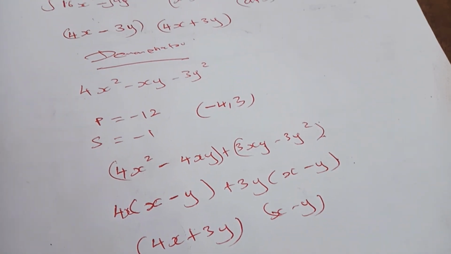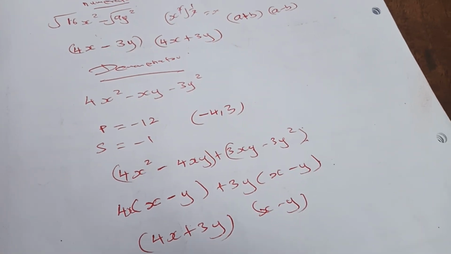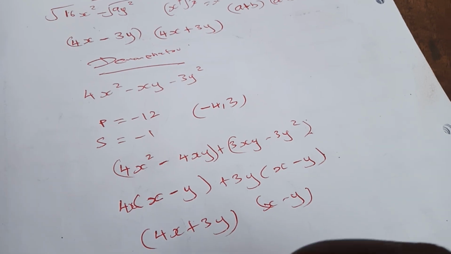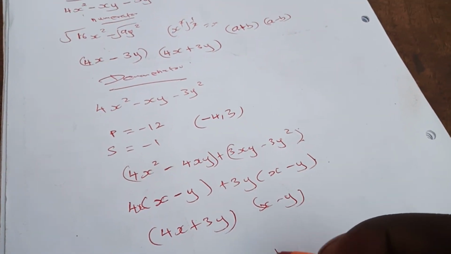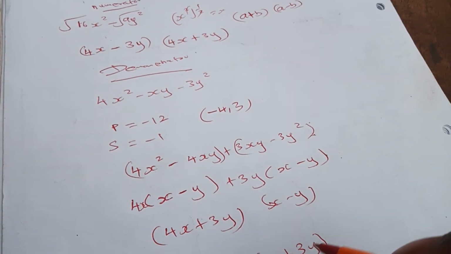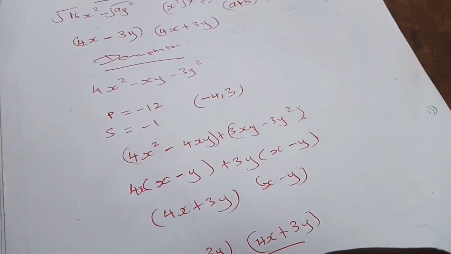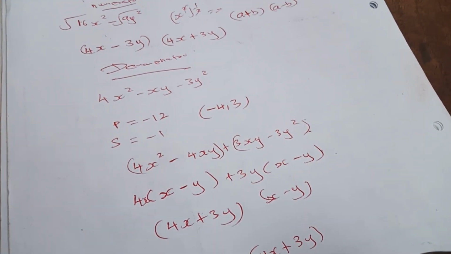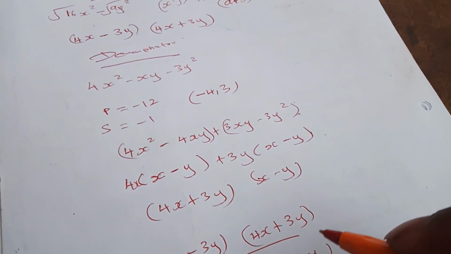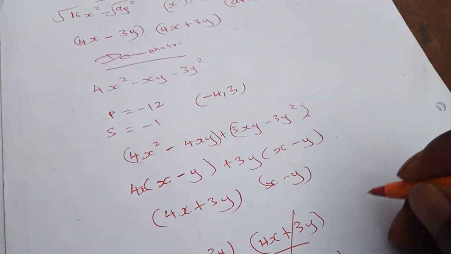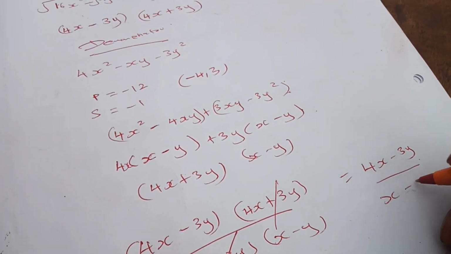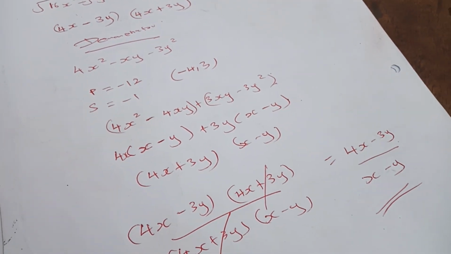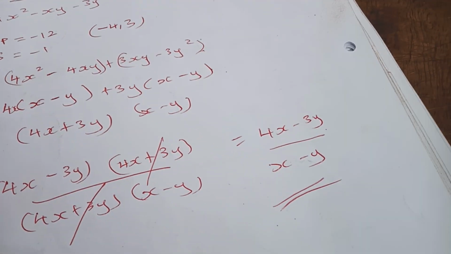And then I come and look at what I got in the numerator. It was 4x minus 3y, then also 4x plus 3y. This is over 4x plus 3y, then x minus y. Then I cancel out the similar ones, this one and this one. So I'm going to remain with 4x minus 3y all over x minus y. And this is my answer.